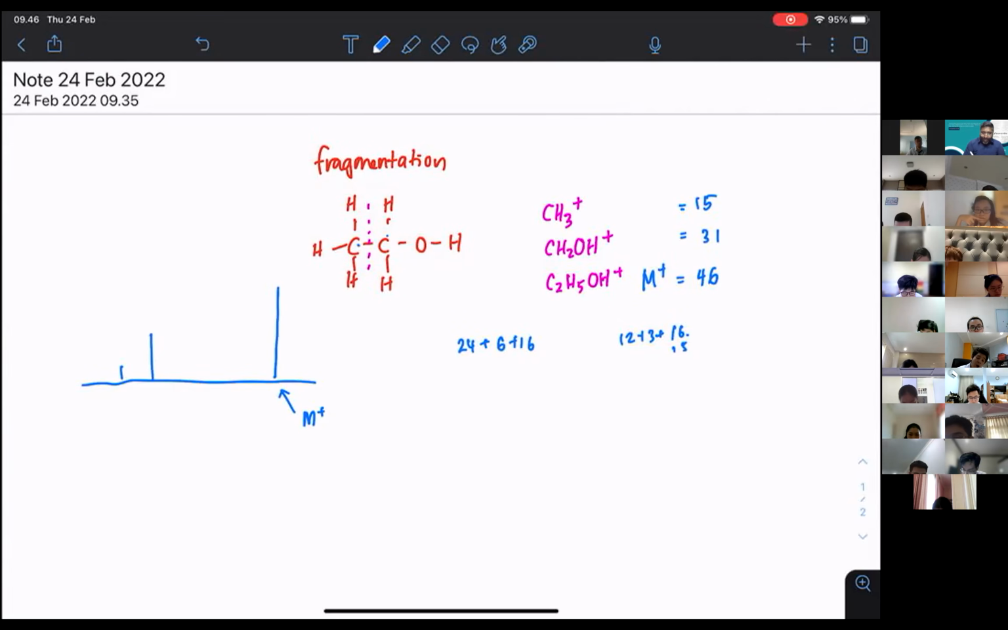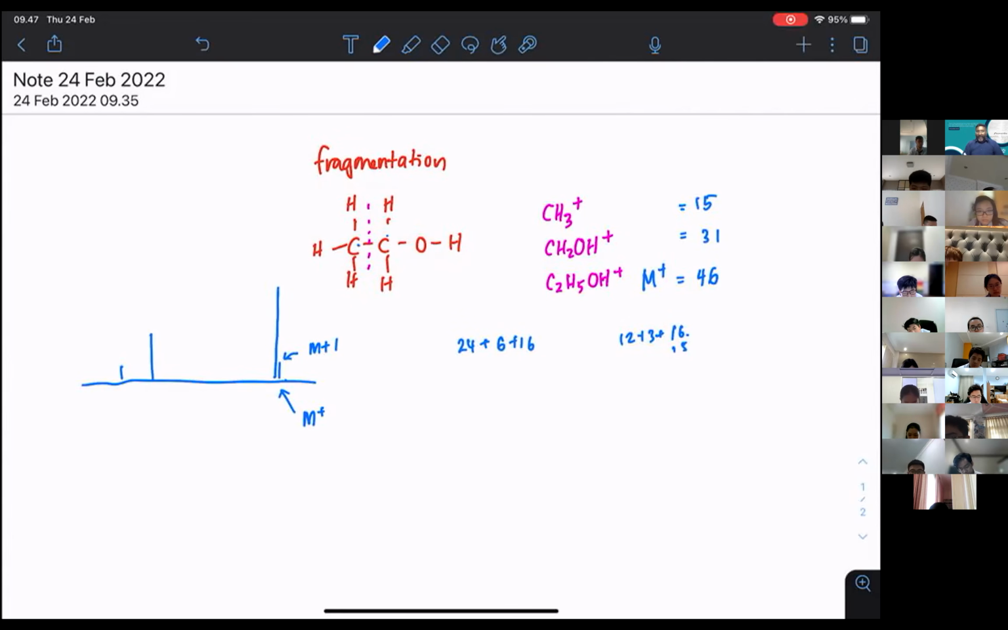Sometimes we do have another peak which is smaller than that, quite small, but very near. Now don't go and take this one as your M plus, because that is going to be M plus 1. That is your M plus 1.